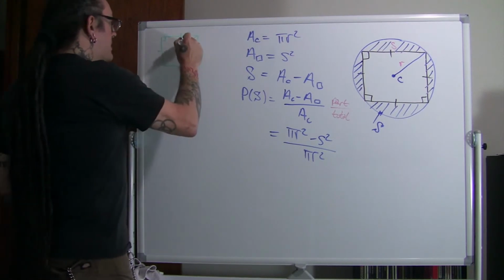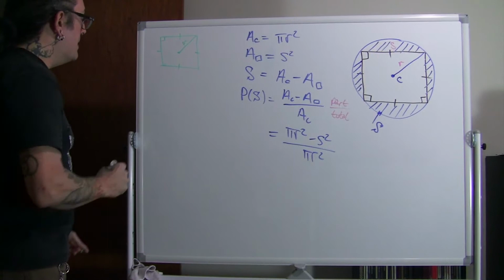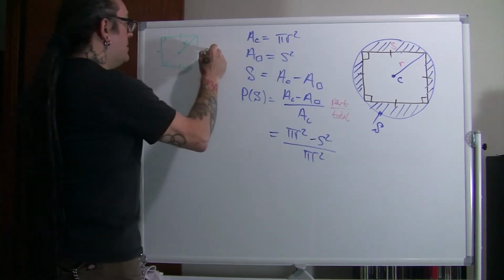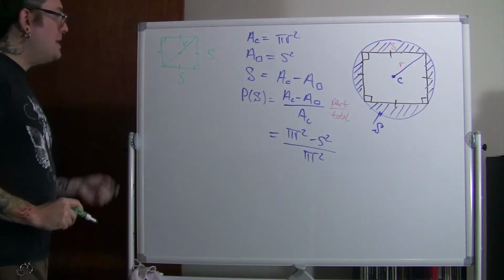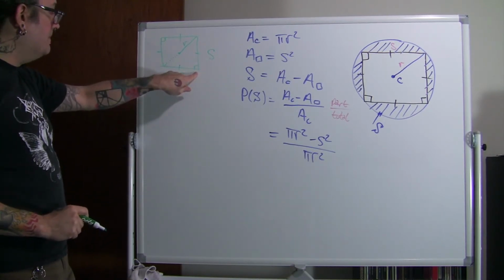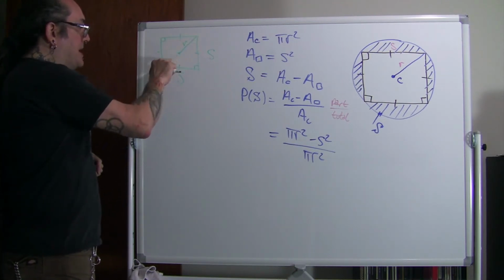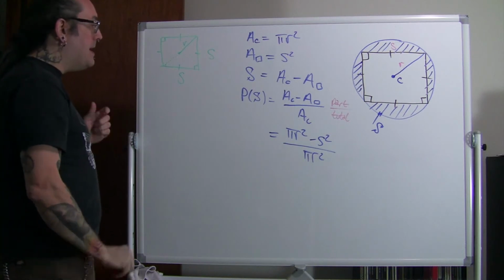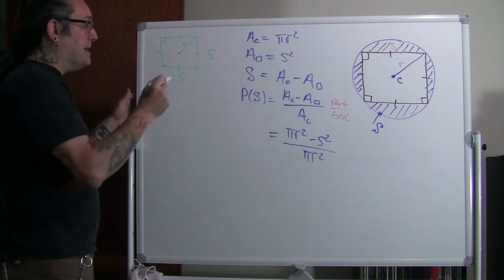Here's r. All I did was reproduce this diagram. But if I extend this, I might be able to do something. What do I know about this? I know that I have a right angle, and with the diagonal extended through the center here, I actually have a right triangle. And not only do I have a right triangle, I have a special right triangle.